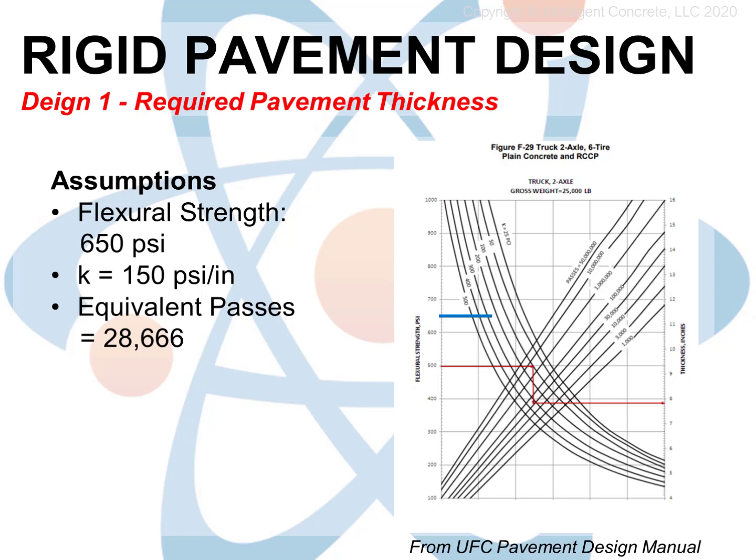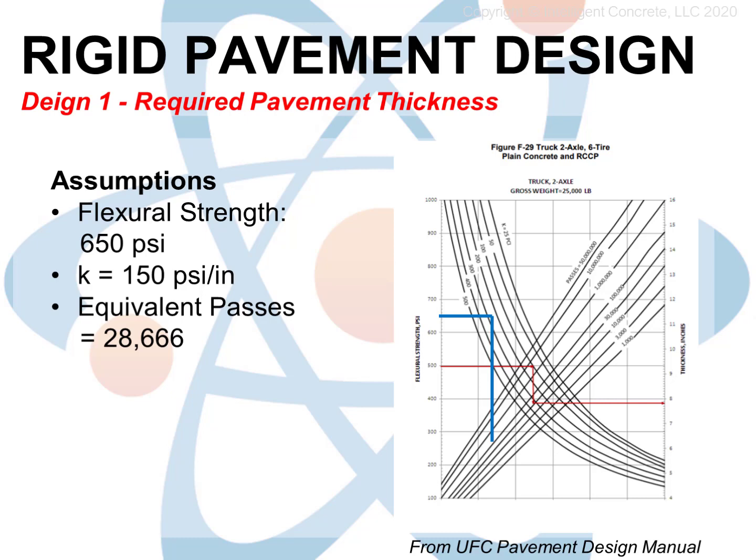Remember, these are assumed values. Start on the left side of the graph with flexural strength and move to the right until you get to the modulus of soil reaction, in this case 150. You then move straight down until you reach the equivalent passes for the vehicle specific to your graph.